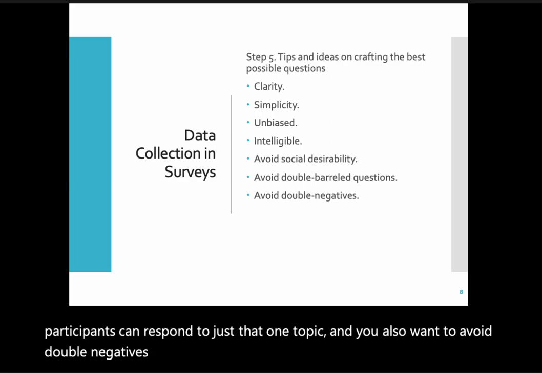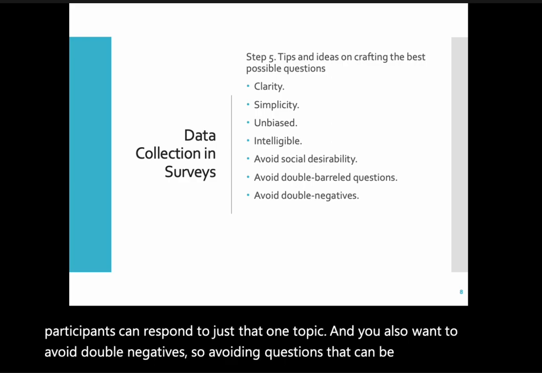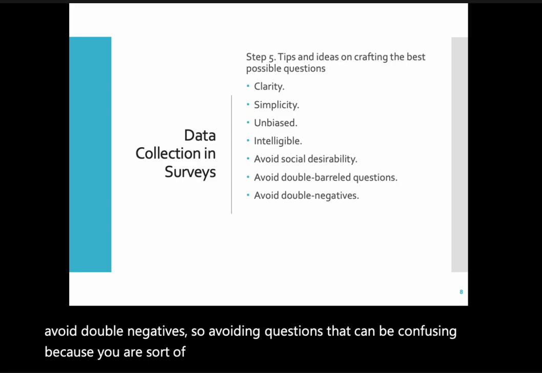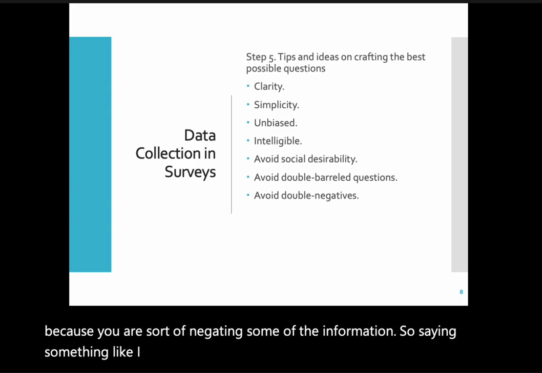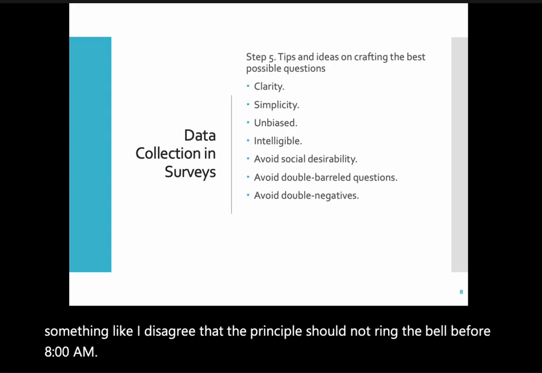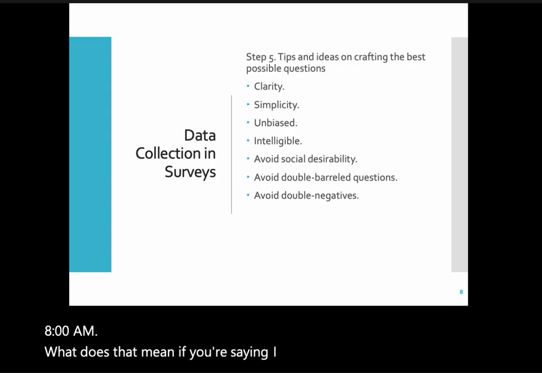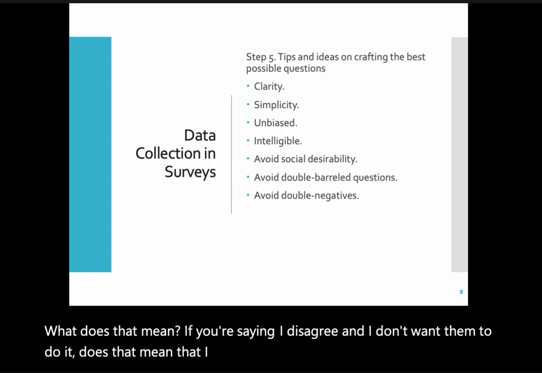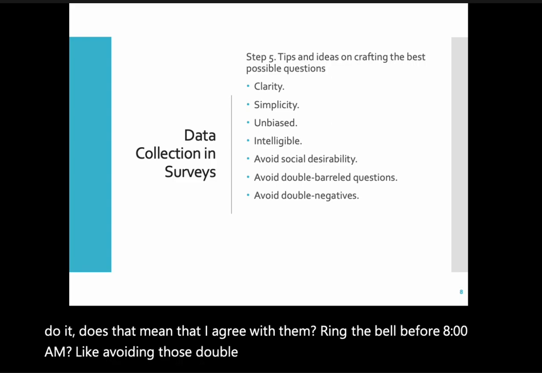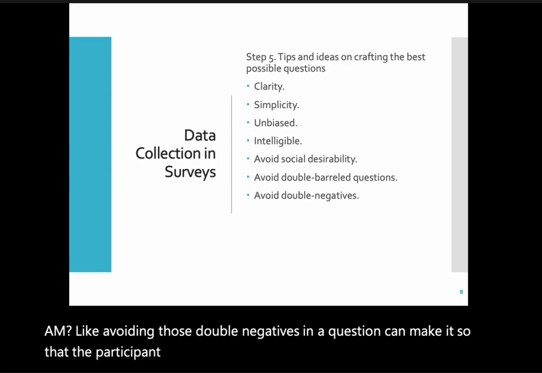So avoiding questions that can be confusing because you are sort of negating some of the information. So saying something like, I disagree that the principal should not ring the bell before 8 a.m. Well, what does that mean? If you're saying I disagree and I don't want them to do it, does that mean that I agree with them ringing the bell before 8 a.m.? Like, avoiding those double negatives in a question can make it so that the participant can actually understand what you're saying.